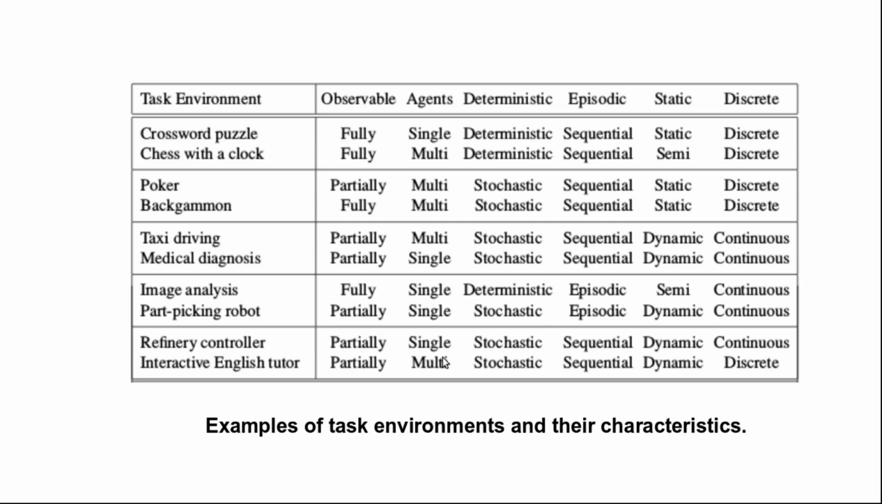But I hope you have understood what are the different dimensions, and the meaning of fully observable, partially observable, single agent, multi-agent, deterministic, stochastic, episodic or sequential, static or dynamic, discrete and continuous. If you have any questions, we'll go through it in the question answer session.